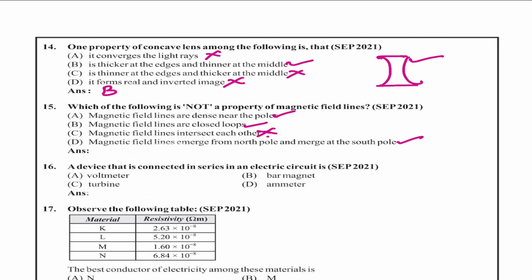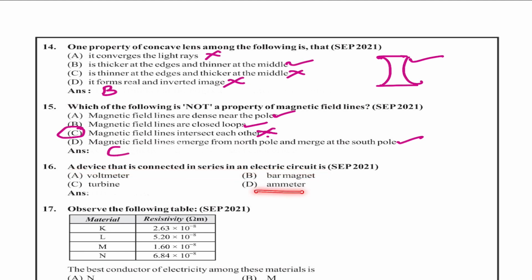Means they are asking which is not the property of magnetic field lines. Since this is not the property of magnetic field lines, it is the correct answer for the 15th question. Hence, the correct option for the 15th question is option C. Coming to the next question. A device that is connected in series in an electric circuit is.